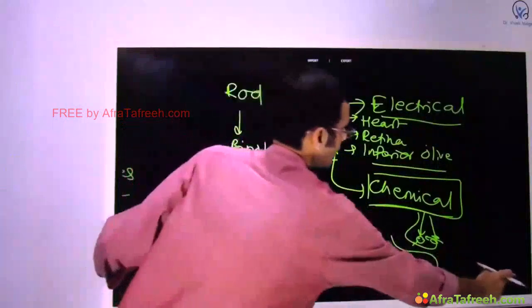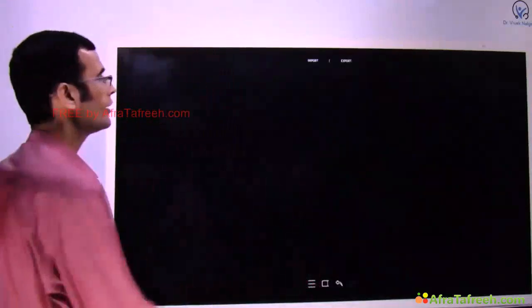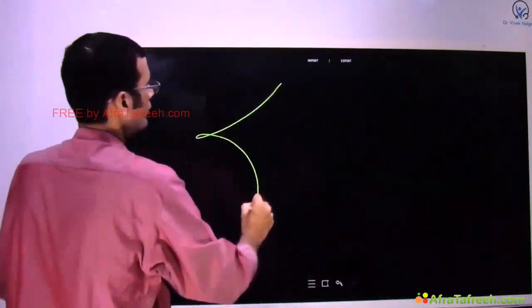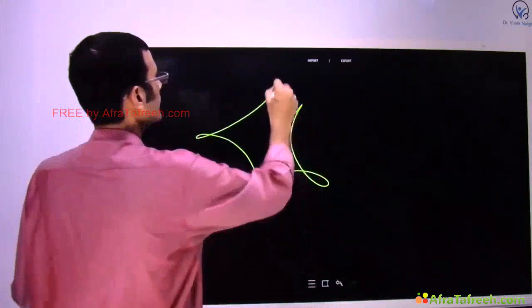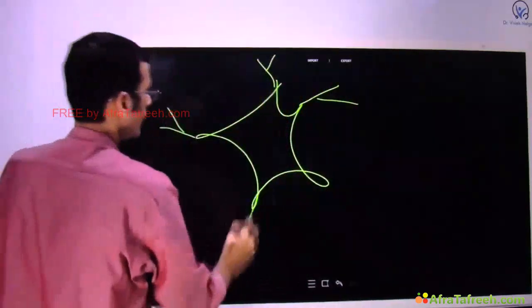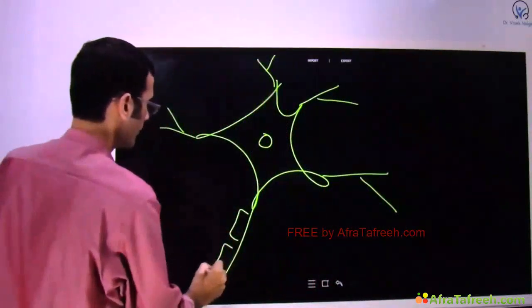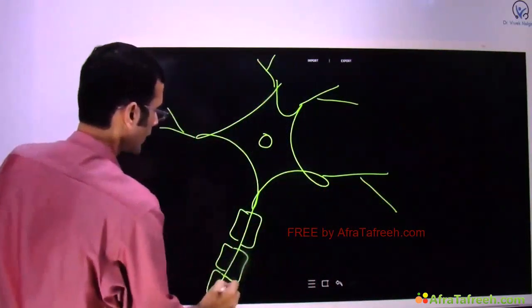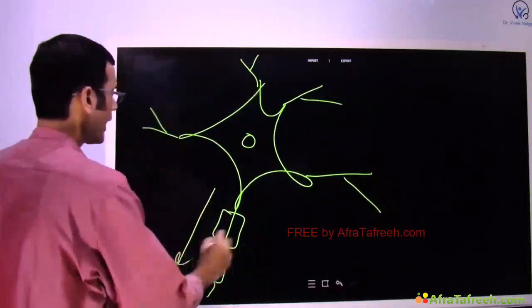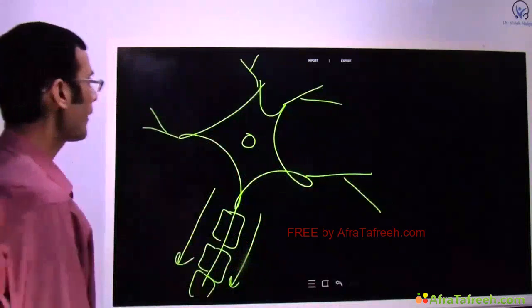Right, let us see the chemical synapses. Chemical synapse basically is of three types at a very basic level. Here is a neuron, there are dendrites, and here is the axon. Axon is the nerve fiber which is going to carry the impulse down away from the nerve cell body.